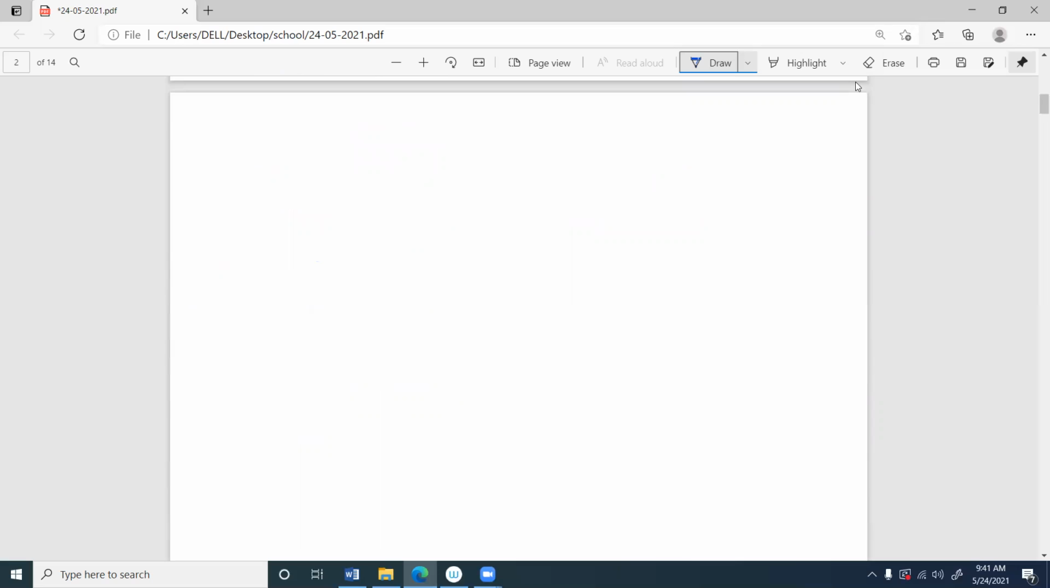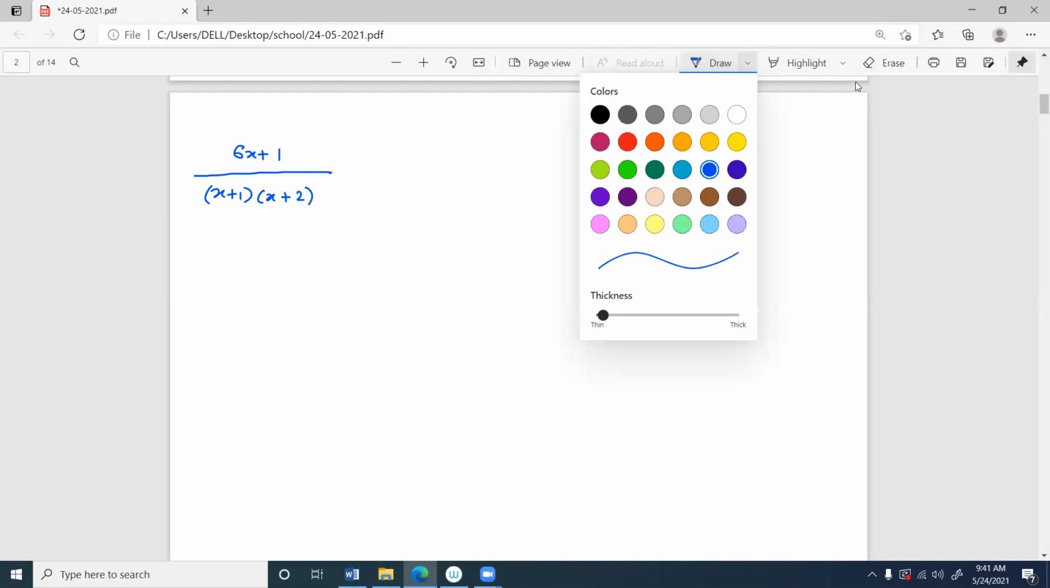Then let's go to another example. We will get (6x + 1) / ((x + 1)(x + 2)). We will see how to write it as a partial fraction. The question is, you should write this one as a partial fraction. So I'll use a different color to write the answer.